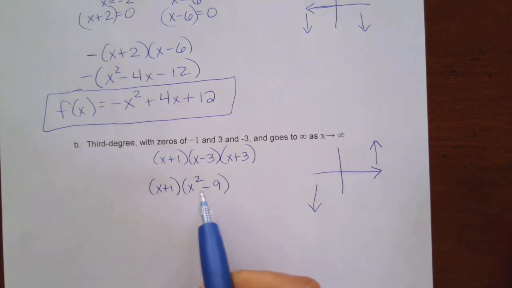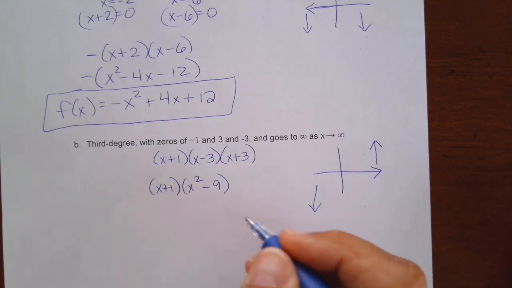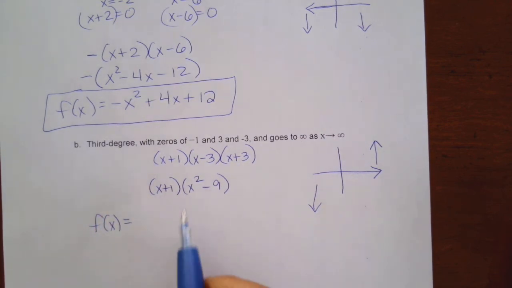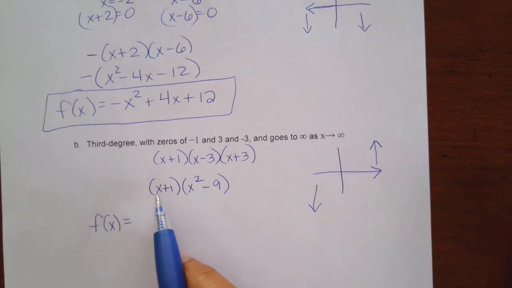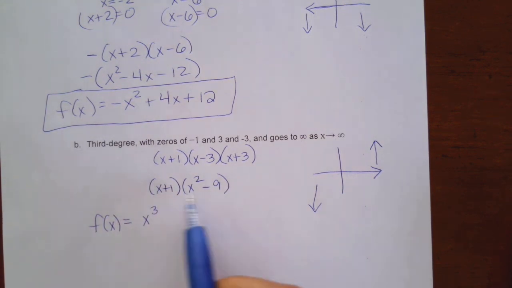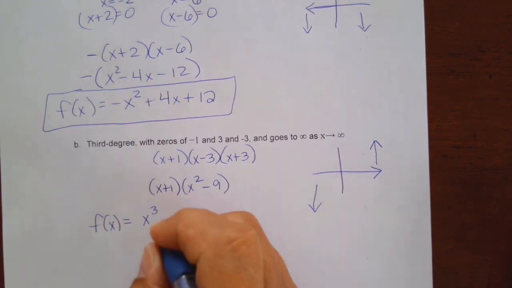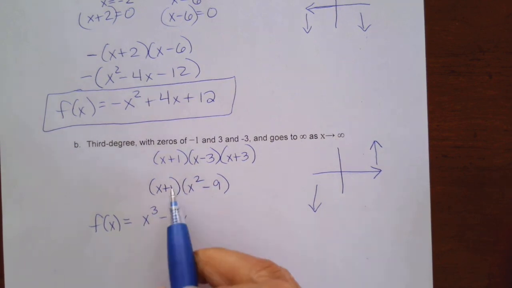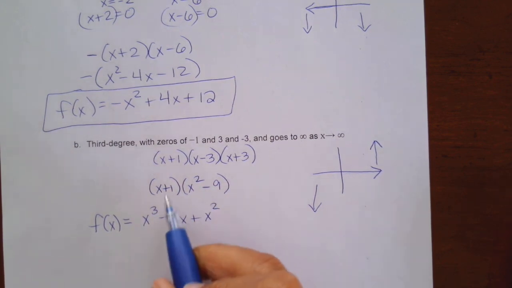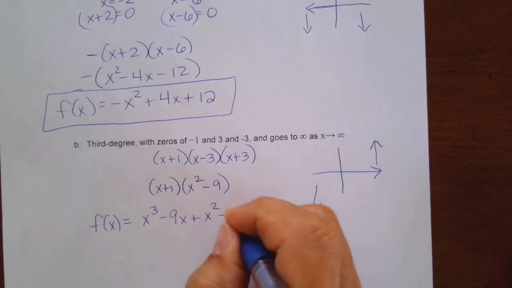All right, so now I got another binomial times a binomial. Okay, so I'm going to write f of x equals, because I think we'll get the answer as soon as we FOIL this out. So x times x squared is x cubed. Okay, outer is negative 9x. The inner is 1 times x squared, which is just x squared. And last would be 1 times negative 9.